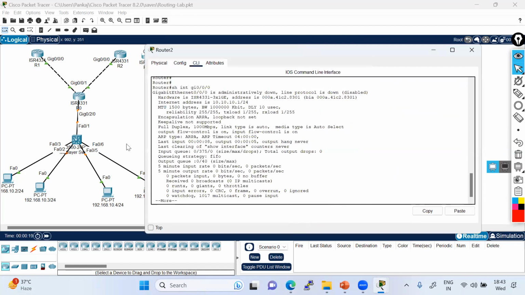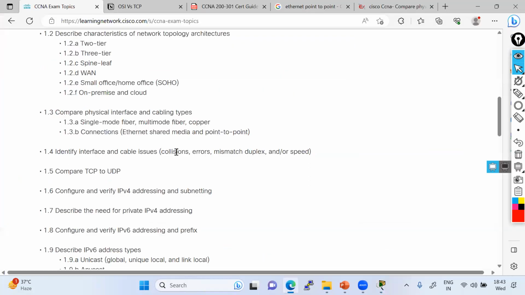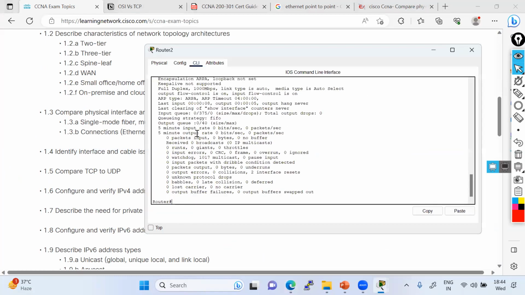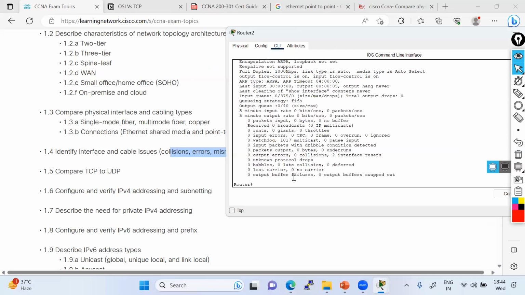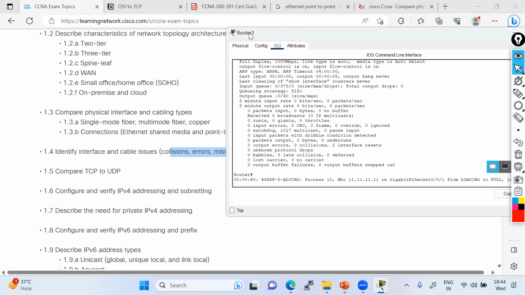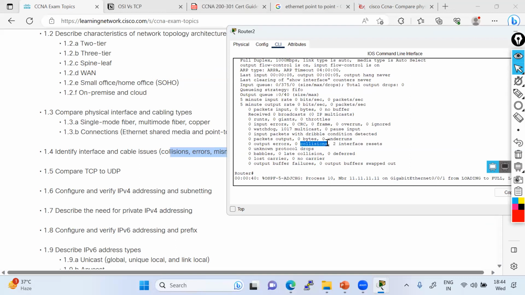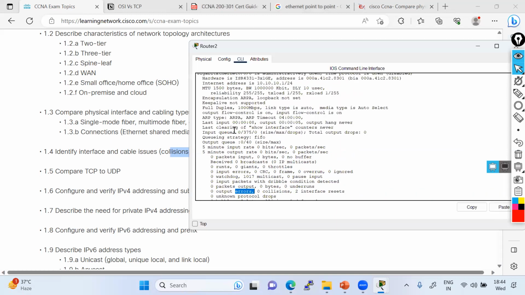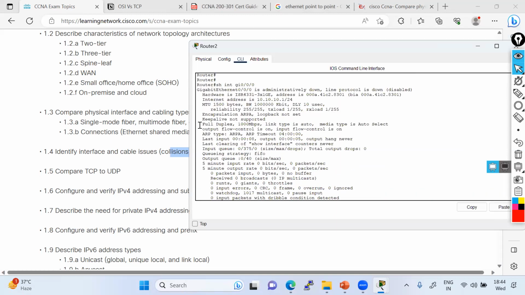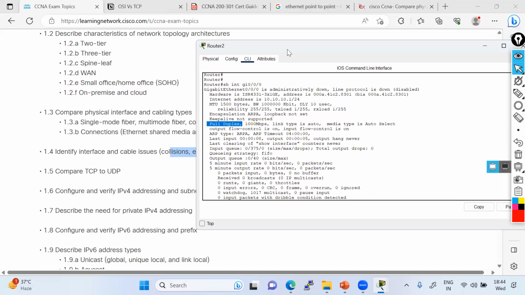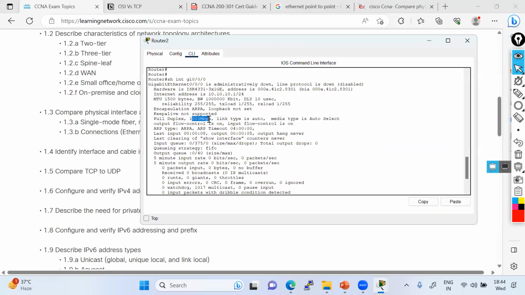Whatever they have mentioned here, I'll explain in detail what those mean. But you can see collision, error, mismatch, duplex, and speed. All this information is available on the interface. So you can see one by one. So collisions, you can see collisions, errors, see errors, right? What else? Mismatch, duplex. So duplex is where? See, this is duplex, right? What else? Speed. So this is your speed.